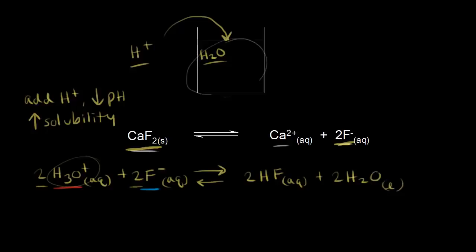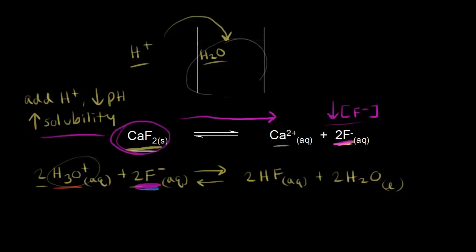So let's think about what we're doing to the concentration of fluoride ions in solution. The fluoride ions are reacting, so therefore we're decreasing the concentration of fluoride ions in solution. And remember Le Chatelier's principle: a system disturbed from equilibrium will shift its equilibrium to relieve the applied stress. So here, the stress is decreased concentration of one of our products. Our equilibrium shifts to make more of our product. And so therefore, more calcium fluoride dissolves, and we've increased the solubility of calcium fluoride.